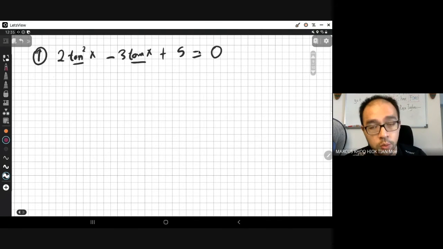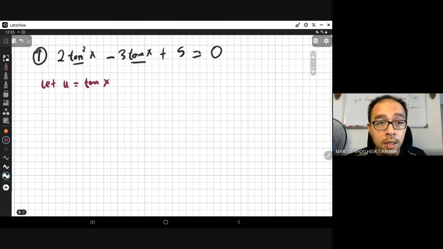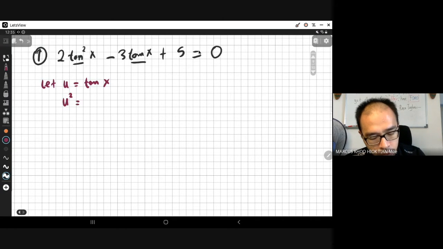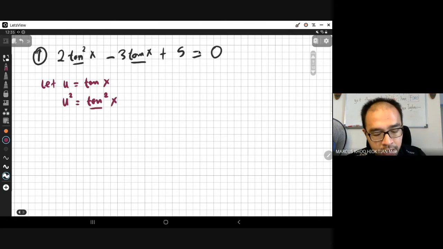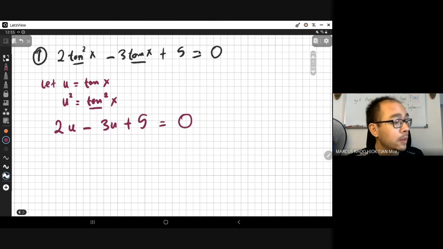So what do we do? We use a representative. Let u equals to tangent x, therefore u squared equals to tangent squared x. As a reminder, the tangent is the function, the x is just an angle. Tangent is the function, and when we square something, we square the function, just like when we square u, u is the function itself. So this will become 2u squared minus 3u plus 5 equals to 0.